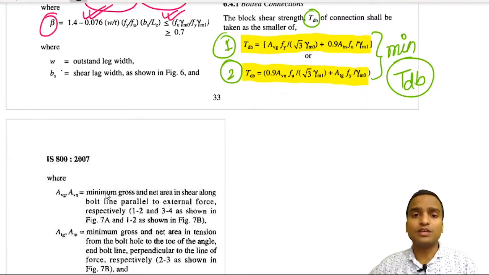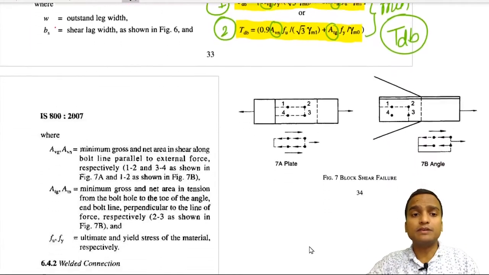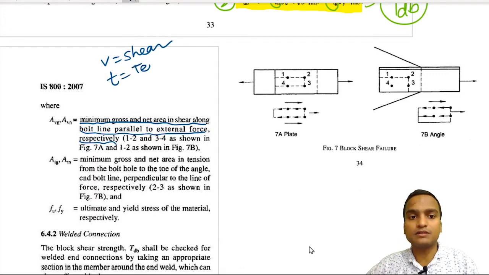Now there are 4 areas here that are also discussed, and we have to calculate first of all AVG, ATN, AVN and ATG. These 4 areas are also written on the next page. Now AVG and AVN are the minimum gross and net area in shear along the bolt line parallel to the external force respectively. Here V represents shear and T represents tension.